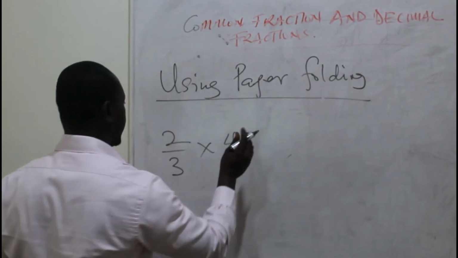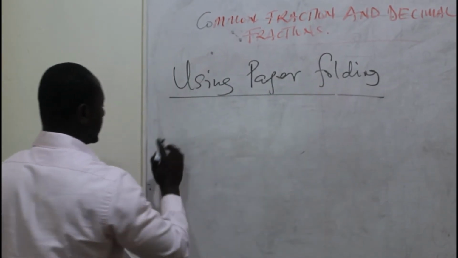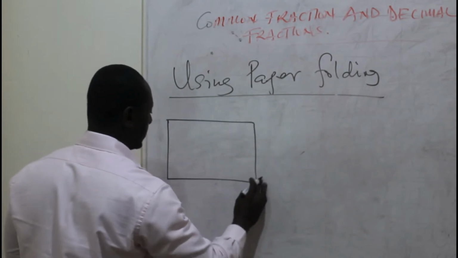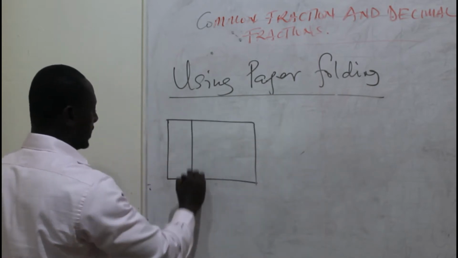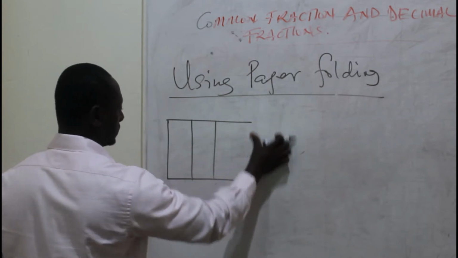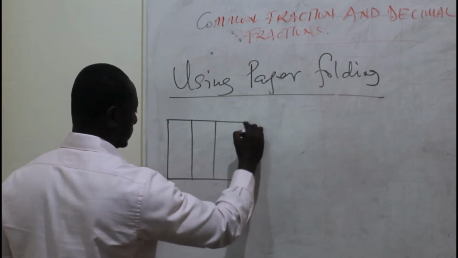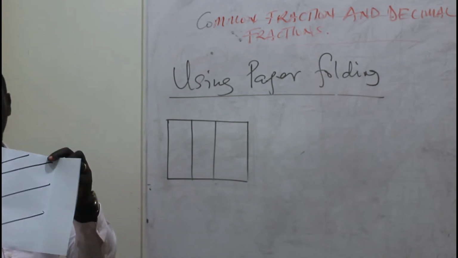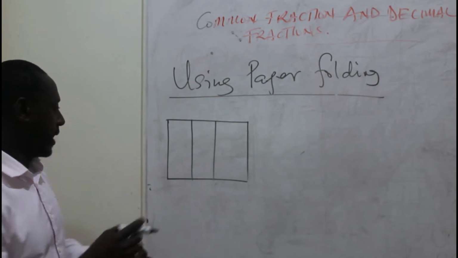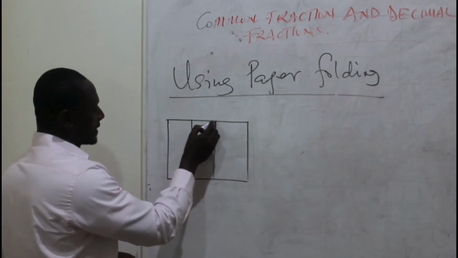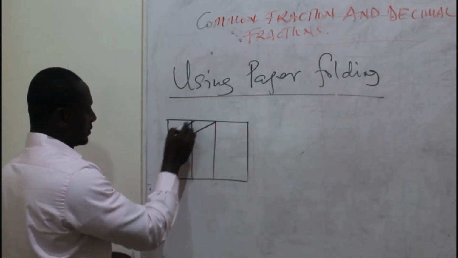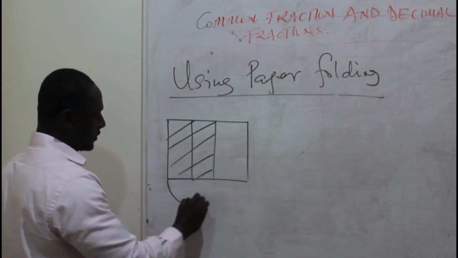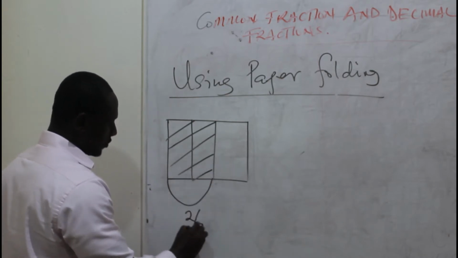So diagrammatically, I can make it like this. Let's assume this is my first paper. So I'm dividing the paper into 3 equal parts. Like I showed you, I've divided the paper into 3 equal parts, and I'm going to shade 2 parts. And these 2 parts shaded represent 2 out of 3.